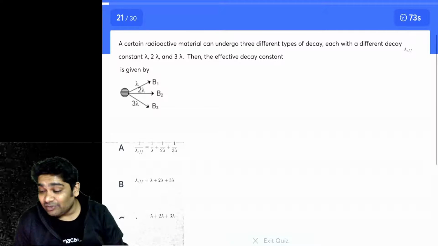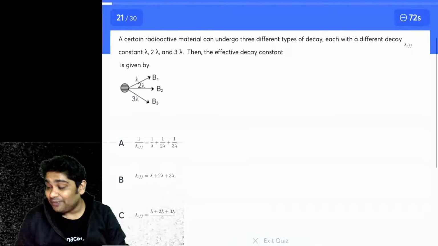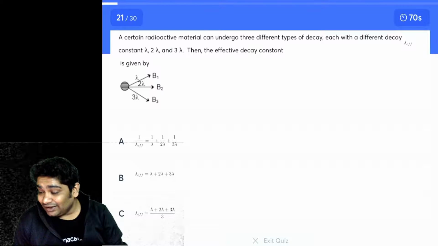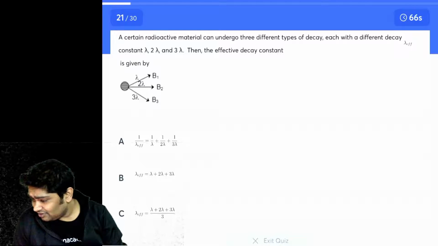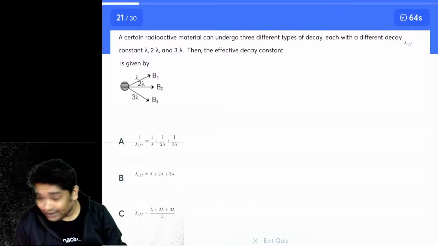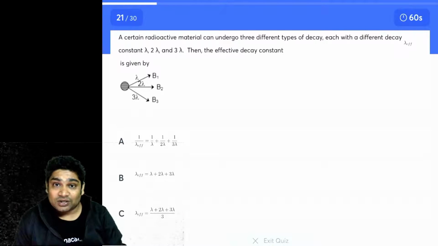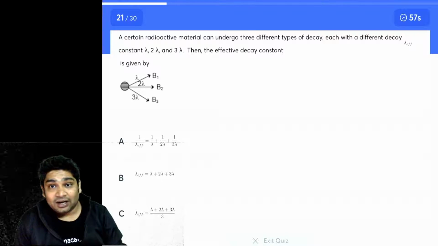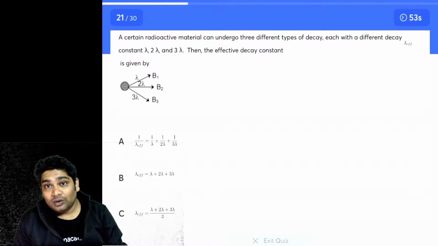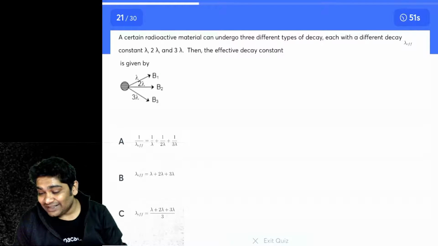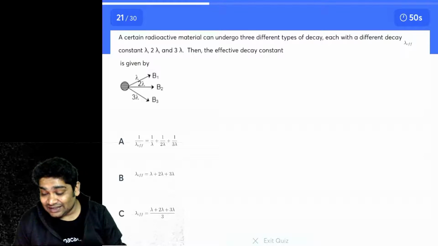A certain radioactive material can undergo three different types of decay, with decay constants lambda, 2 lambda, and 3 lambda. What is the effective decay constant? So, a material can undergo three decays with these rates. So, what is the effective lambda? That is the question.